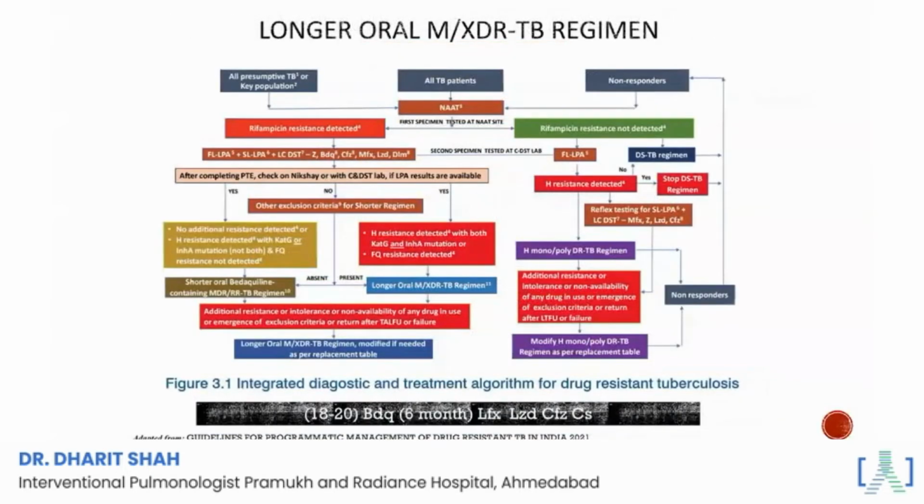Same thing with the all oral longer regimen. In all oral longer, we use bedaquiline, levofloxacin, linezolid, clofazimine, and cycloserine for 18 to 20 months. For that also we have to get the sensitivity report. So my main point is that there are many drugs which we use to treat a drug-resistant tuberculosis patient. So before starting treatment, if we can get the sensitivity report, it is very useful for the patient and the doctor also, so that we can give precise treatment to the specific patient.